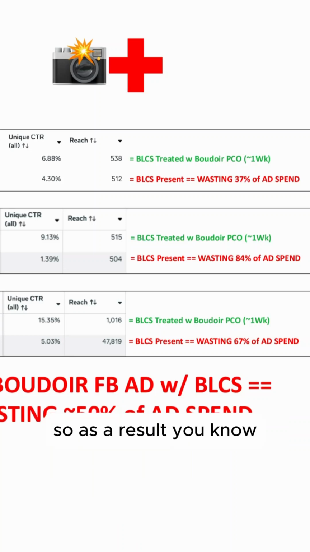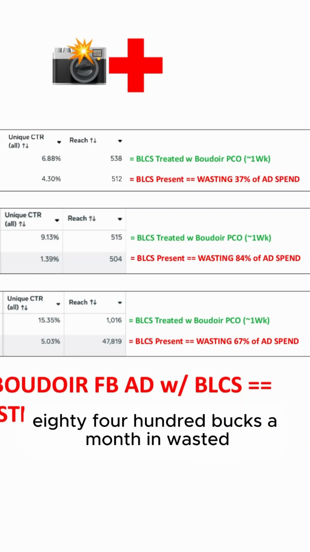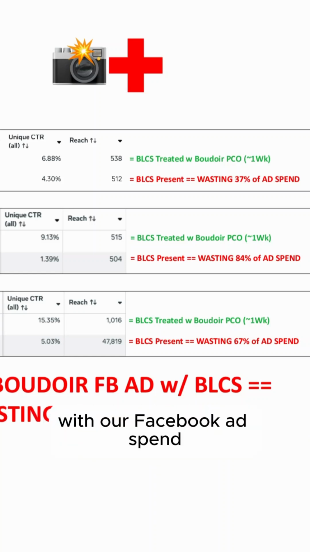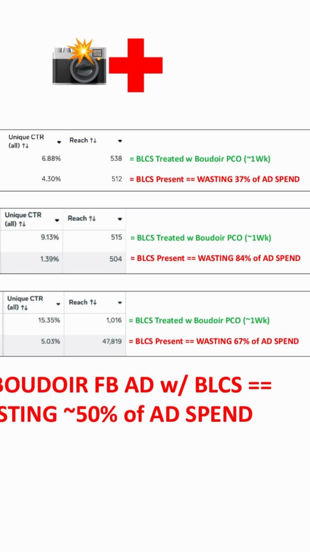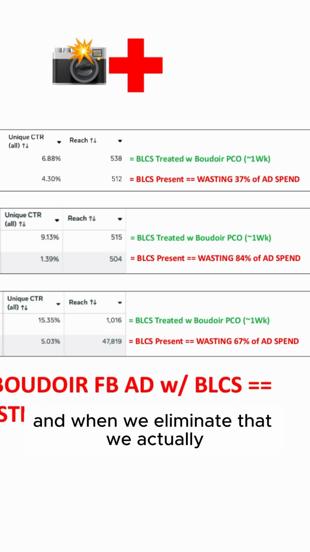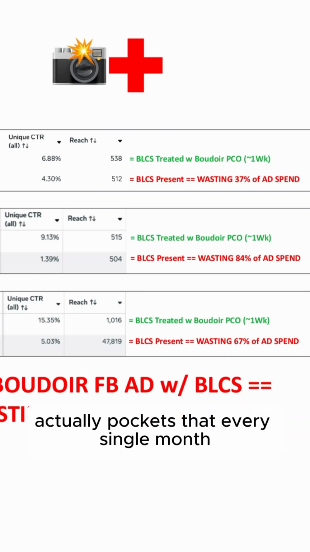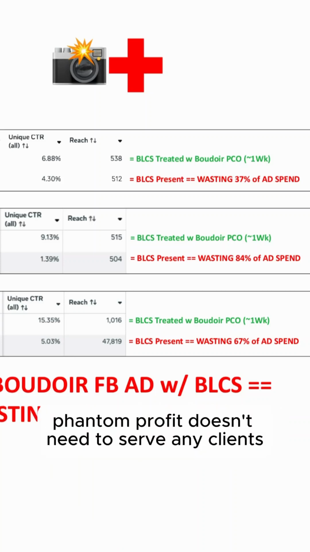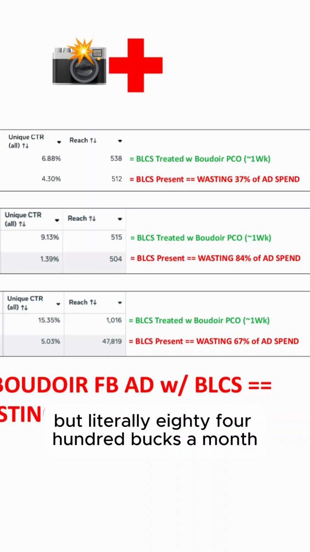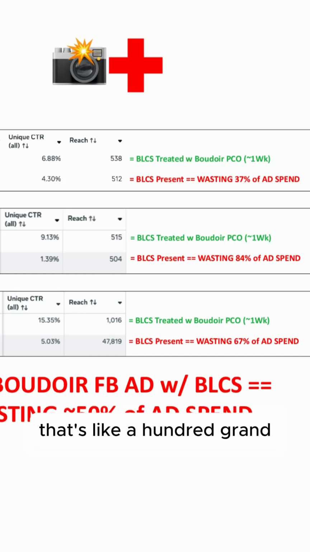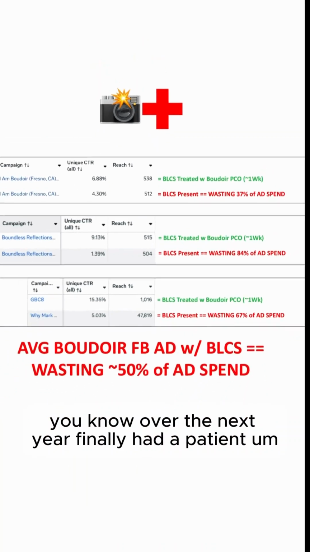So as a result, we're eliminating $8,400 a month in wasted Boudoir Facebook ad spend. And when we eliminate that, the business owner actually pockets that every single month, kind of like a phantom bonus, phantom profit. Doesn't need to serve any clients, but literally $8,400 a month. That's like 100 grand over the next year.